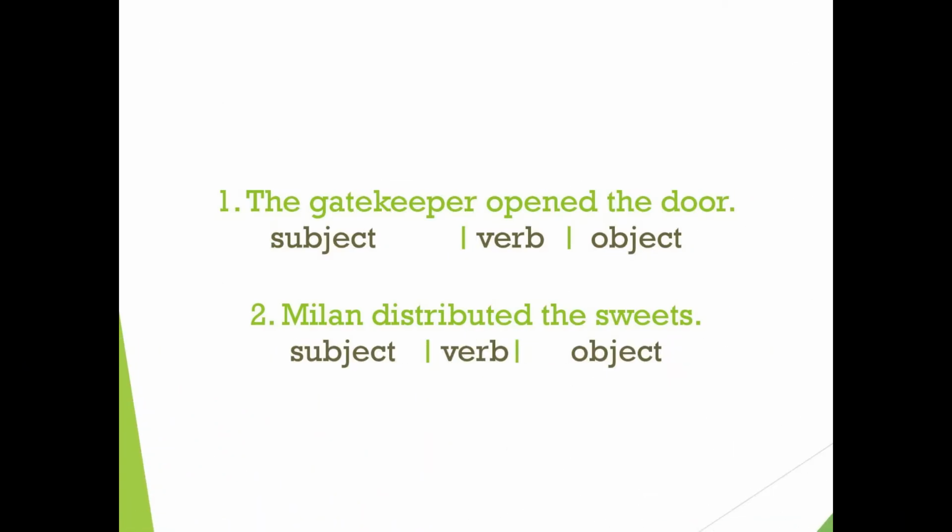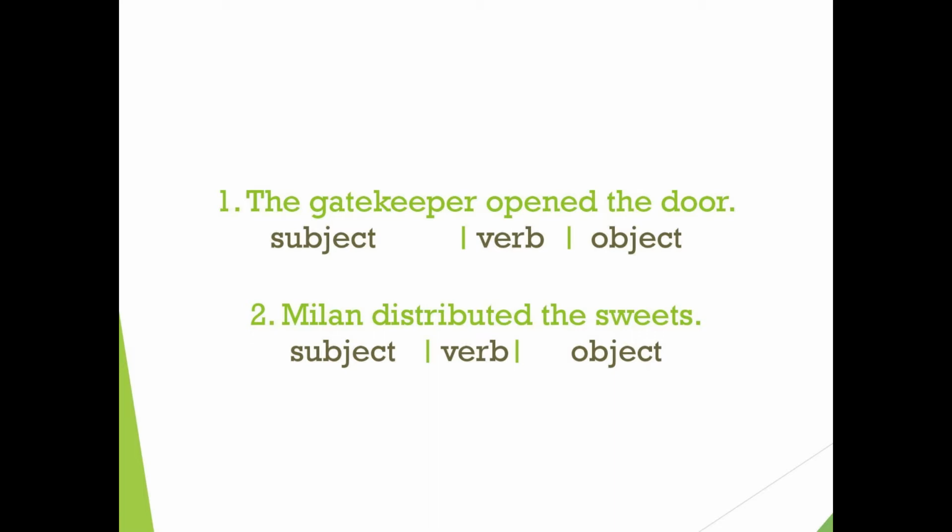Let's look at the examples. The gatekeeper opened the door. So here, there are three parts of this sentence: the subject, the verb, and the object. So what is the subject? Subject means the doer, the person who does, or the person or thing about which we are talking. The gatekeeper, here is the subject. Opened is the verb and the door is the object.